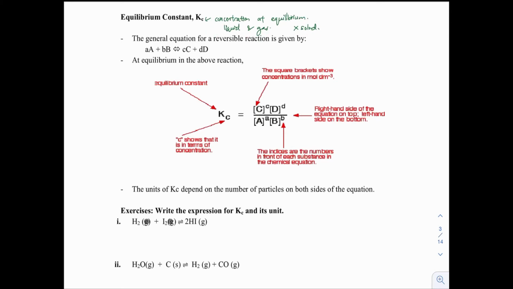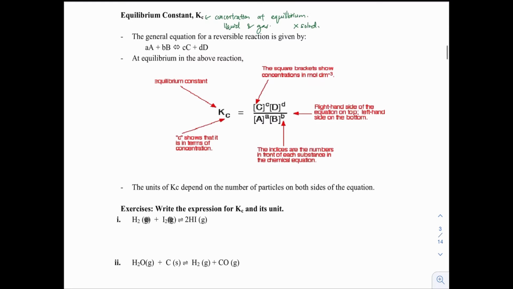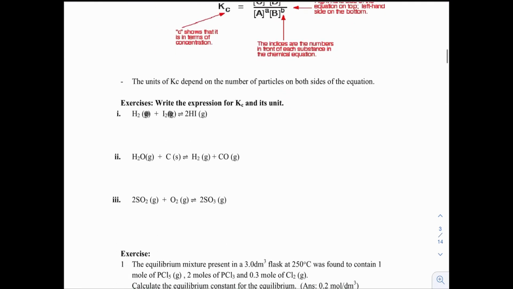So let's say we have this general equation. We're going to express it in this form, whereby we write Kc equals product over reactant, where the small letters c, d, a, b are their stoichiometry respectively. I'll give you an example for this right now. Look at this exercise: write the expressions for the Kc and its units.